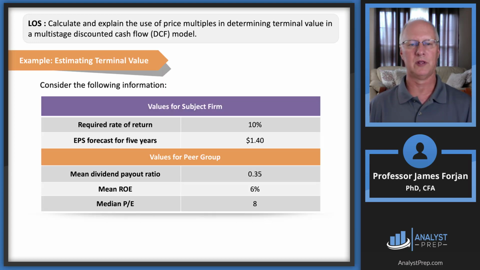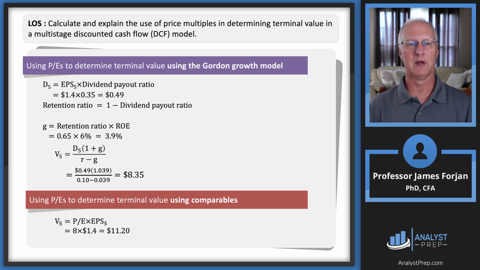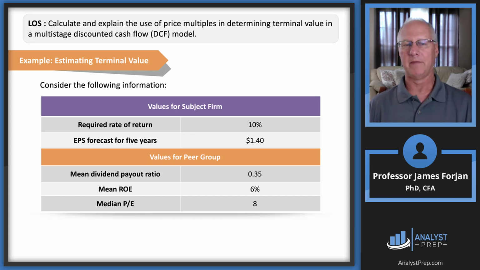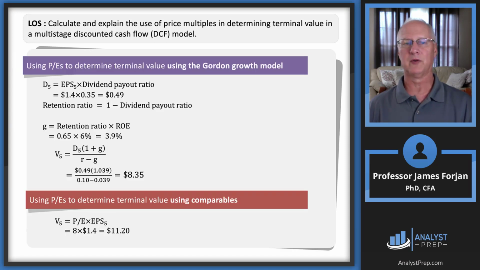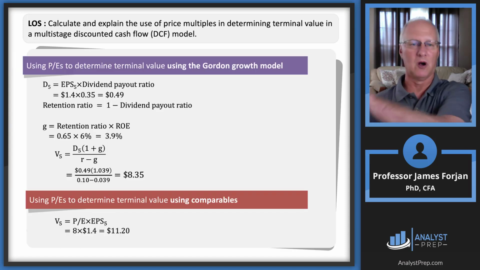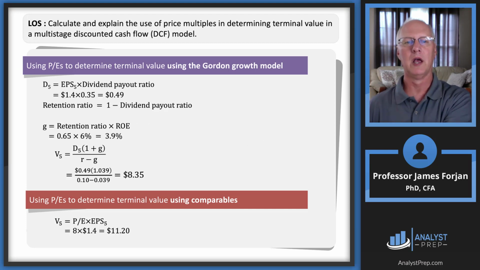And notice that the mean dividend payout ratio for the peer group is 35%. So that's why we put that 65% in for the retention ratio. So we're just assuming, remember, this is similarities. And the mean return on equity is 6%. So that growth rate is based on the fundamentals that are occurring among our peers.